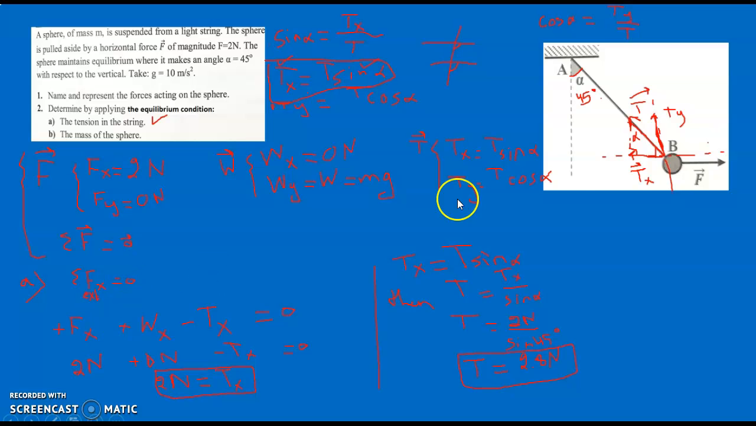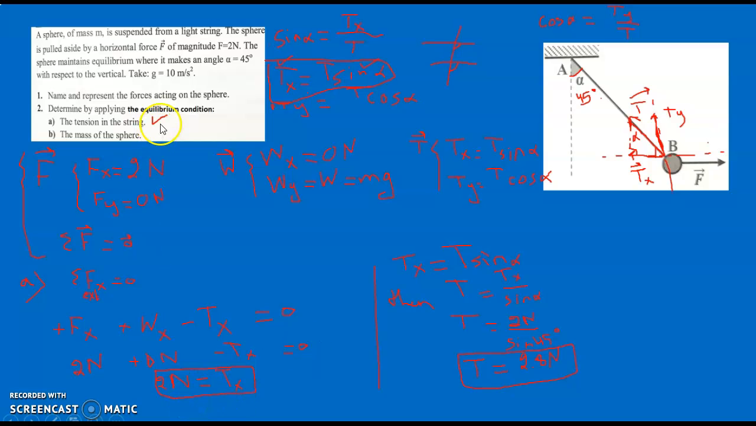Plus Fx, we have to check whether Fx is positive or negative. It's in the positive direction. So upward is positive for the y direction, and to the right is the positive direction for x. This is by convention. So Fx is in the positive sense, that's why I write plus. And Wx is 0, so it doesn't matter whether I write plus Wx or minus Wx. And then Tx is in the negative direction, that's why I have to write minus Tx equal to 0. Substituting, 2 Newton plus 0 Newton minus Tx equals 0. Now I have Tx equal to 2 Newton.